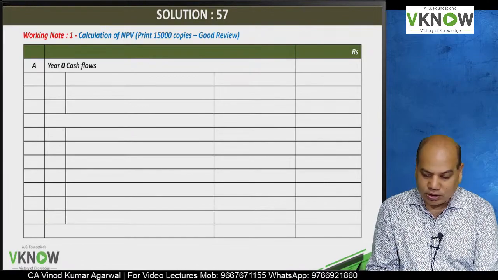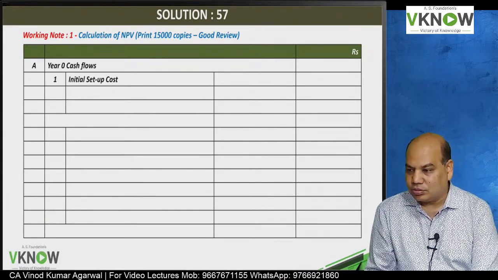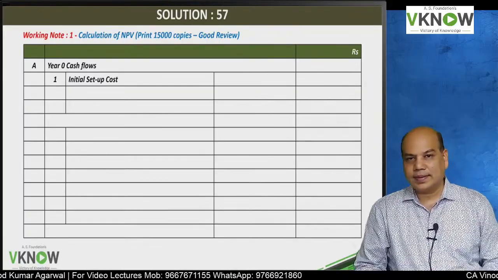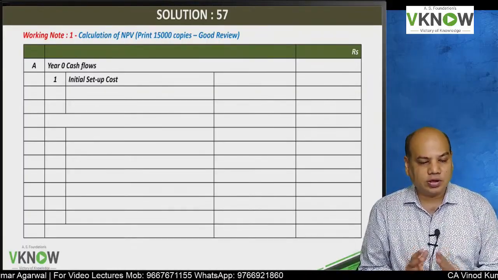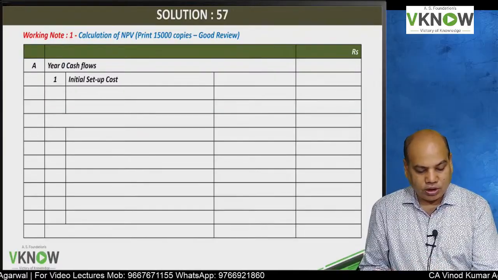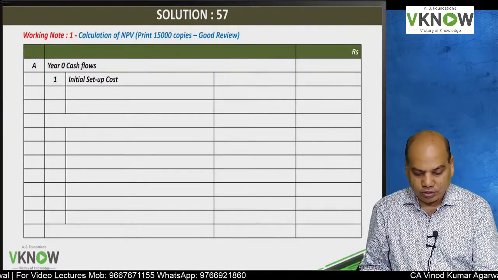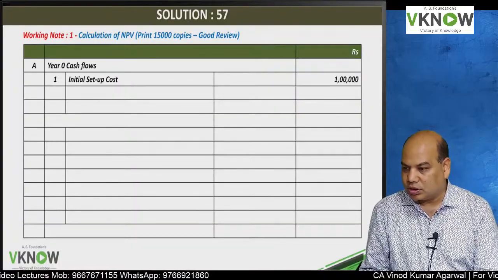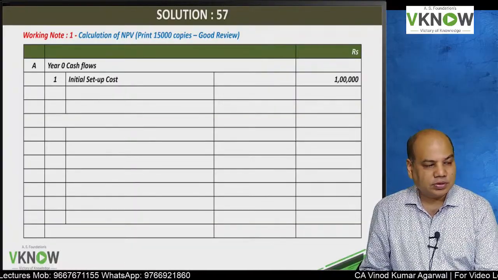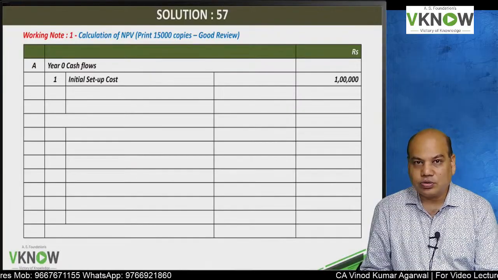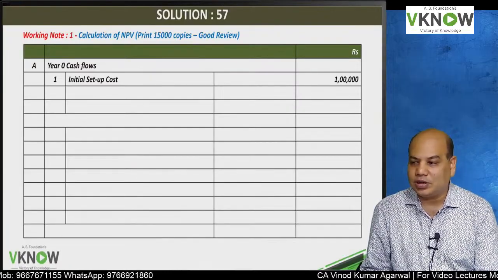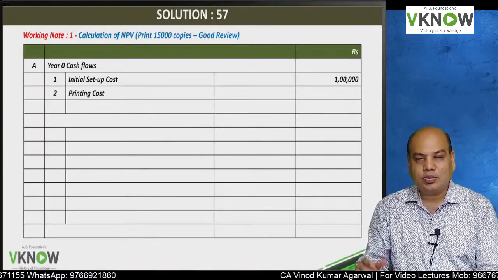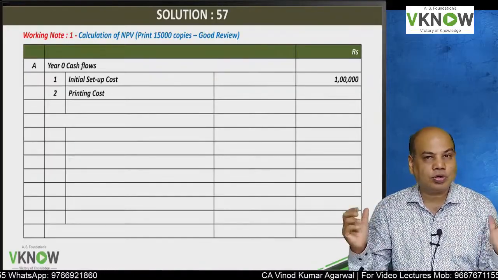Under that you write down in year 0, point number A, year 0 cash flows. Today what cost will I incur? Today I will incur the initial setup cost, which is a fixed amount of 1 lakh. The initial setup cost will be incurred once only if I print the entire 15,000 copies today. This is how the printing business works. The more you print in quantity, your cost goes down.